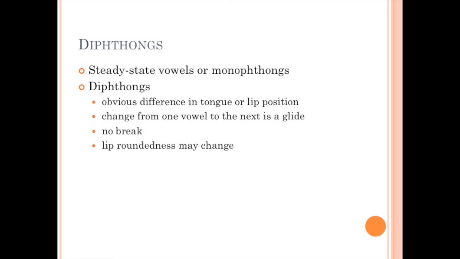A diphthong could start as a rounded vowel and end up as a vowel with the lips spread apart. Or it could begin as a vowel with the lips spread apart and end up with a rounded vowel.